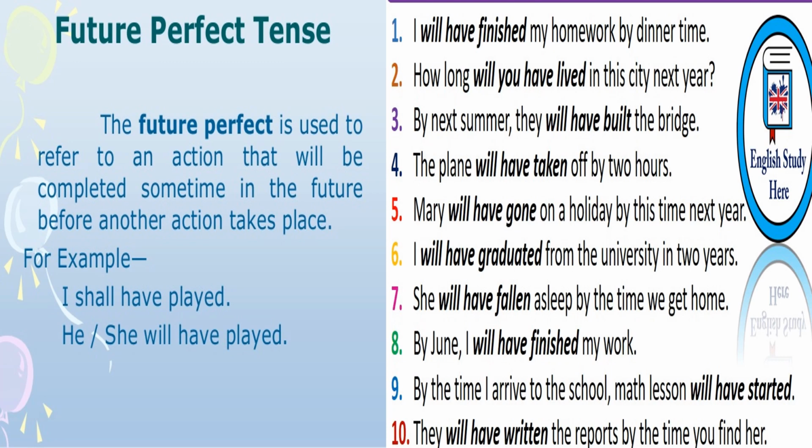She will have fallen asleep by the time we get home. By June, I will have finished my work. By the time I arrive at school, math lesson will have started. They will have written the report by the time you find her. Children, it's very easy if you understand the definition and look at some examples as well. Okay?